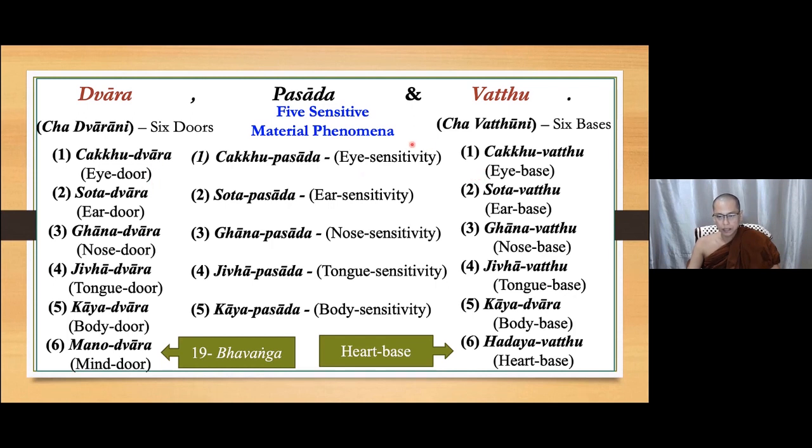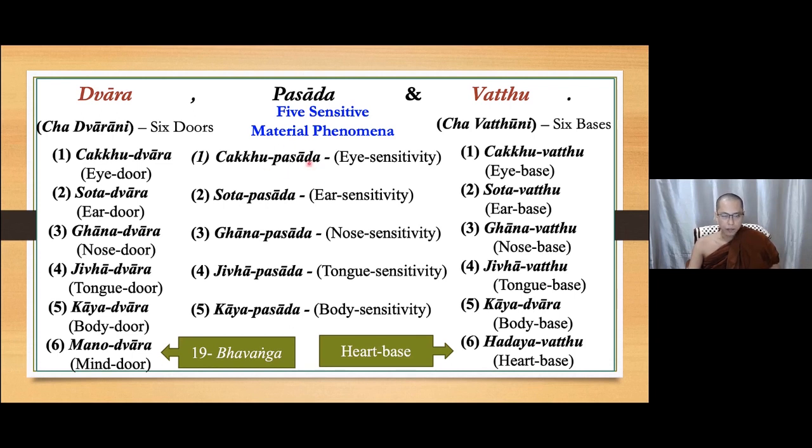And at the same time, when the eye consciousness arises, it arises based on the eye sensitivity materiality. That is why it is also used as Chakku Vatthu, the eye base. They are the same in essence. That's why I put "essence" in the middle: Chakku Dwara and Chakku Vatthu are the same in the essence of ultimate reality, which is called eye sensitivity. In Pali, it is called Chakkhu Pasada.